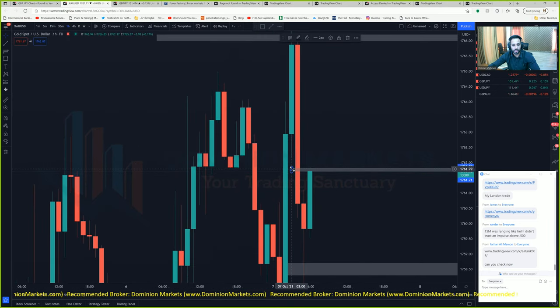Also, this is sort of a rejection area from the 6th of October, from yesterday. So this is a very, very crucial area, and that's why we want to wait for these candles to close.